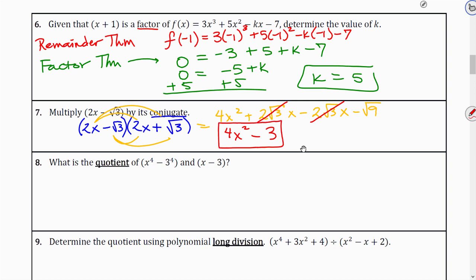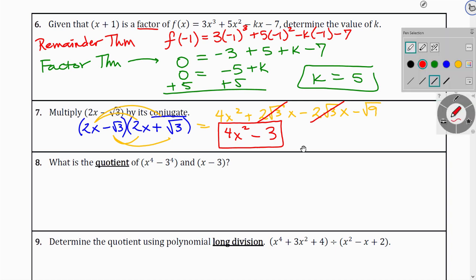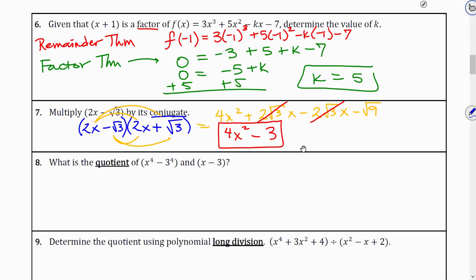Again, the conjugate is powerful for radicals because I can multiply by its conjugate and get rid of a radical. That's useful with denominators and things like that. Anyway, number 8, if you're one of my students, I didn't really teach you this pattern.